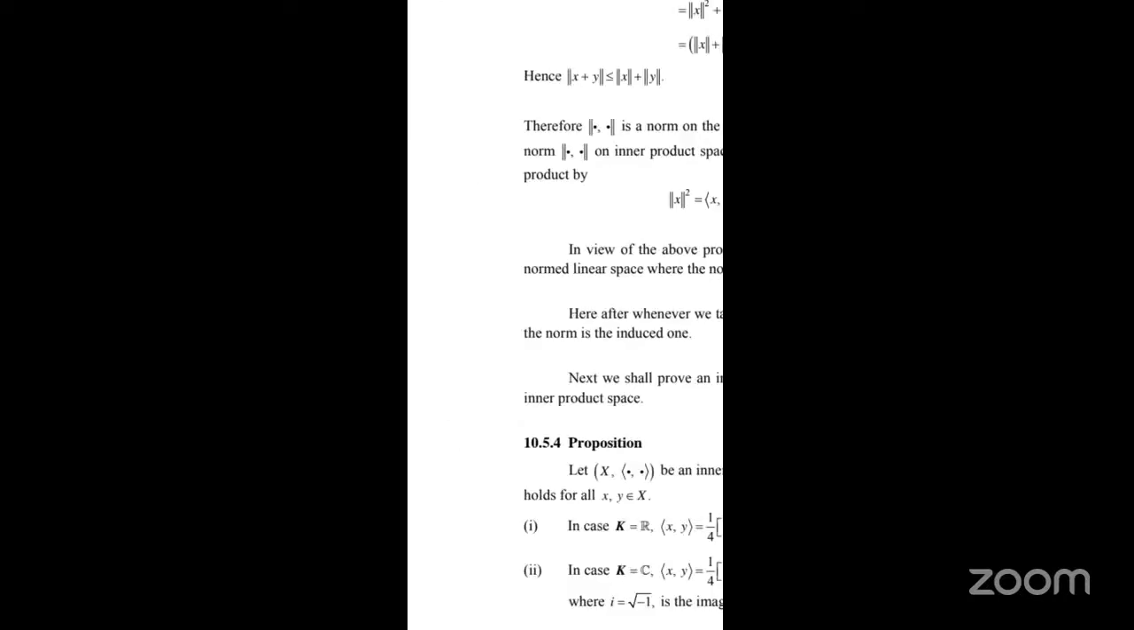Now here the inner product gives a norm on the inner product space. Once again I must repeat: norm x square equals the inner product of x and x, or norm x equals the square root of the inner product of x and x. So the above inequality is called the triangle inequality, which is also very important through the definition of an inner product space and Cauchy's Schwarz inequality.